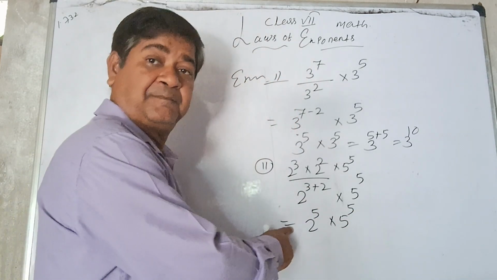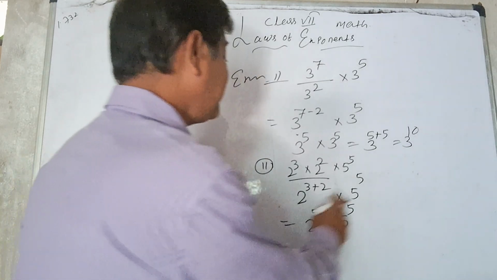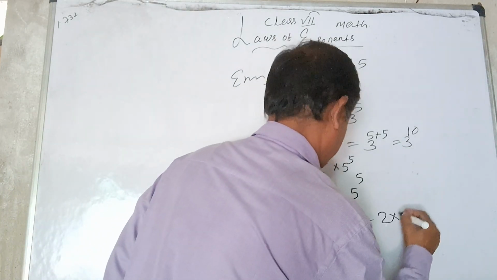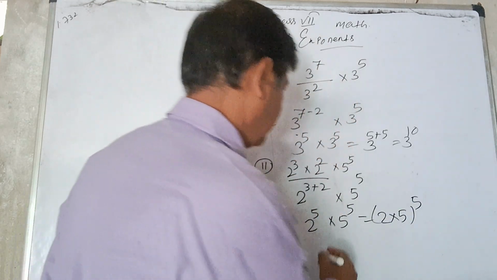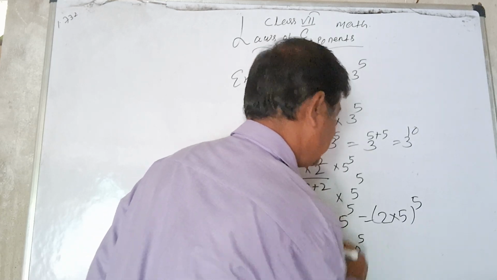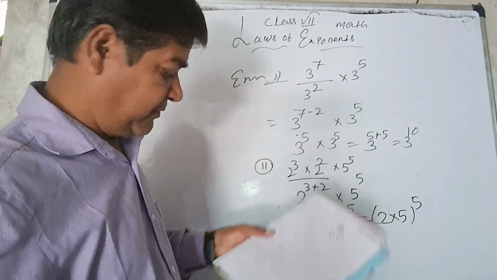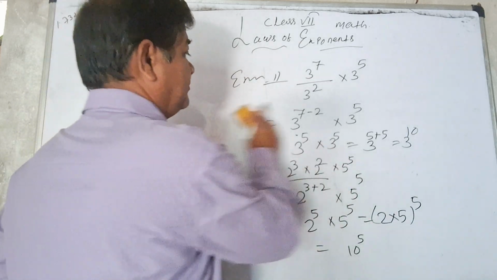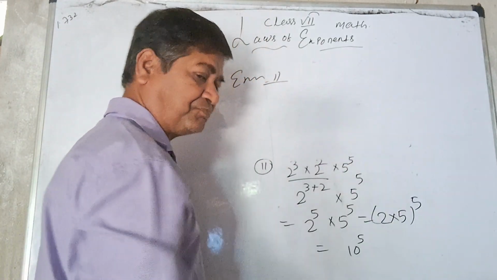Now look here. 2 to the power 5 and 5 to the power 5. Power remains same, the base will be multiplied. Now the answer will be 2 into 5, 2 fives are 10. 10 to the power 5 is your answer. In this way you will be able to do your example 11. Another question.